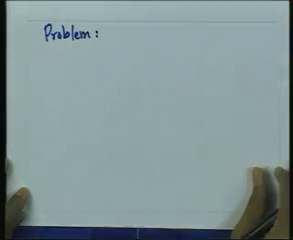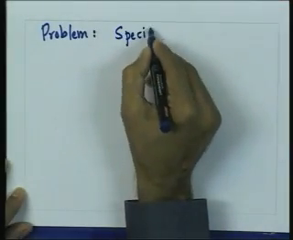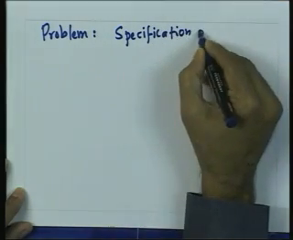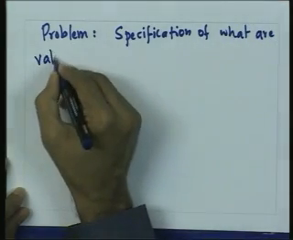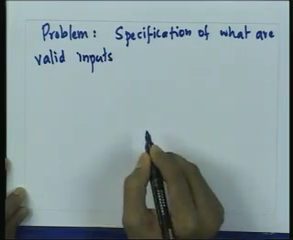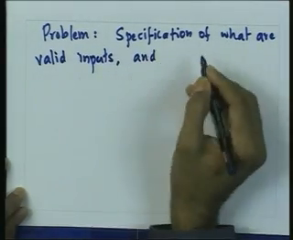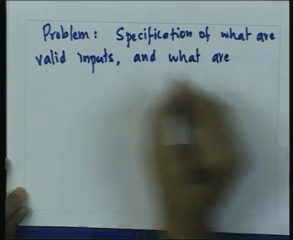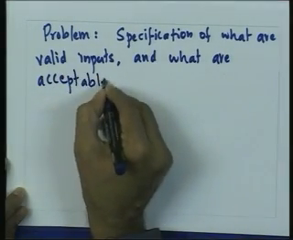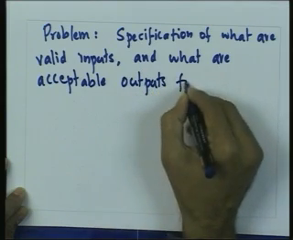At this point, I think we have a good sense of what a problem is, and we can write down a reasonably simple definition. So, let's do that. When we say problem in this course, we will mean a specification of what are valid inputs and what constitute acceptable outputs for each valid input.